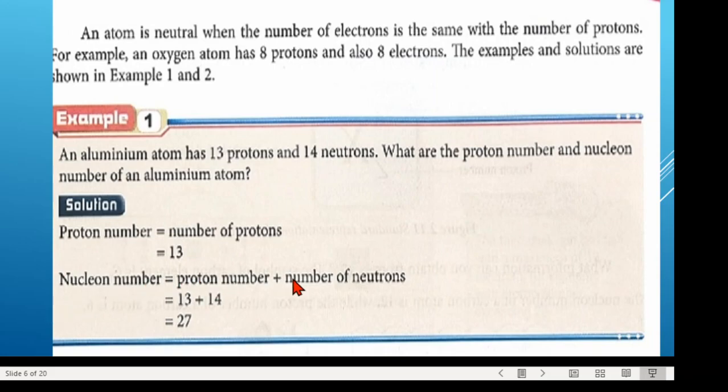Nuclear number is the sum of proton number and the number of neutrons. So proton number dia 13. The number of neutrons dia adalah 14. So 13 plus 14, 27. This is the nuclear number of aluminium.